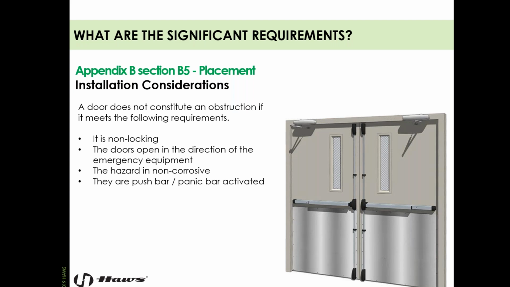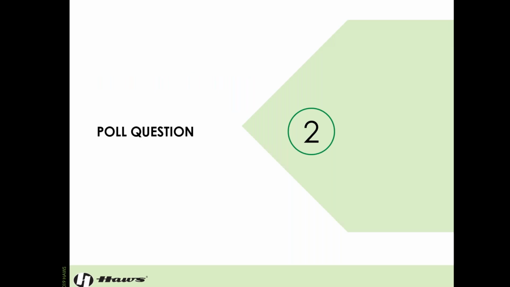And you have to make sure they're push bar or panic bar activated. So long as you've met all of these requirements, you can have a door between the hazard and the emergency equipment. That brings us to poll question number 2.